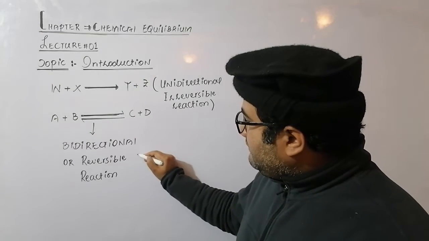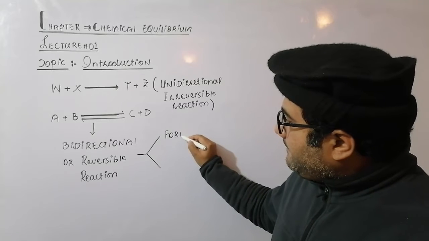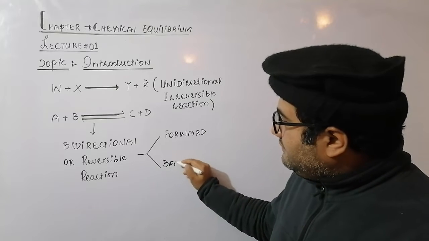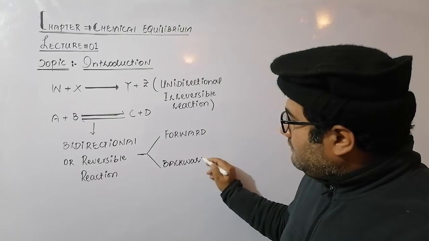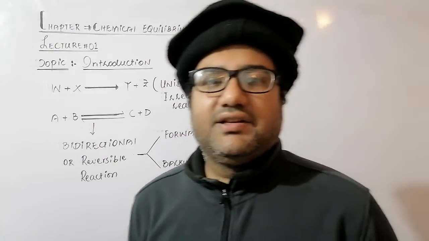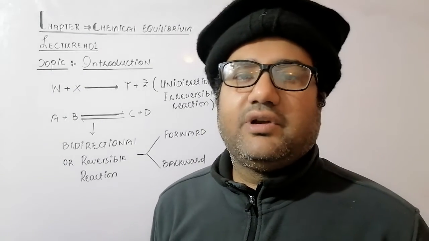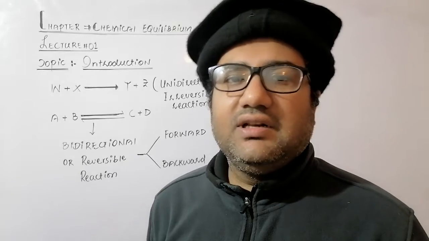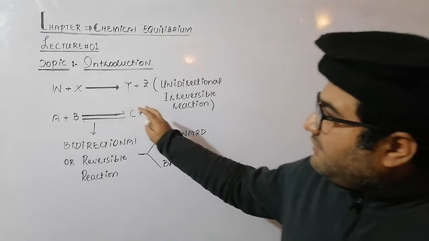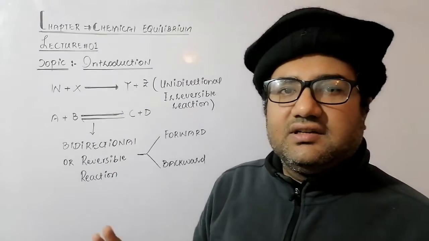One is the forward direction and the other one is the backward direction. So it is a bidirectional reaction. It means depending upon the direction of the reaction, reactions are of two types: irreversible or unidirectional, and reversible or bidirectional. Now, the ultimate fate of the irreversible reaction was that all the reactants were converted to products and the reaction stops.